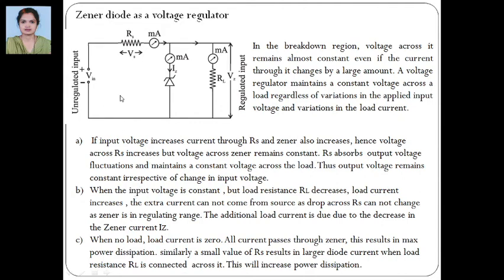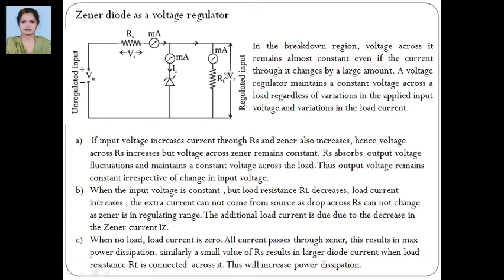Second, when the input is constant but the load resistance RL is decreased, then the load current IL increases. But this extra current cannot come from the source, as the drop across Rs cannot change while the Zener is in its regulating range. In that case, the additional load current is due to the decrease in Zener current Iz.